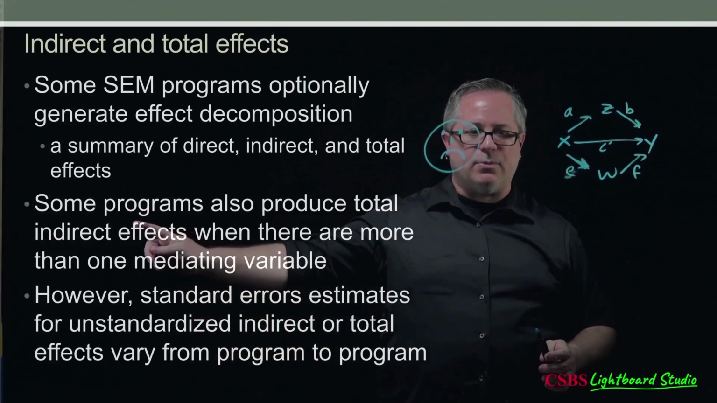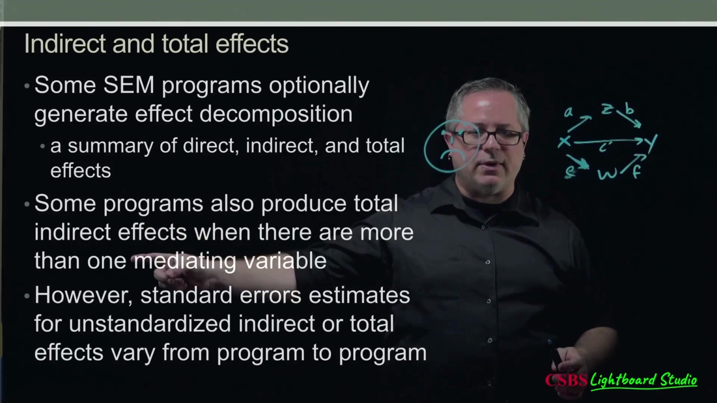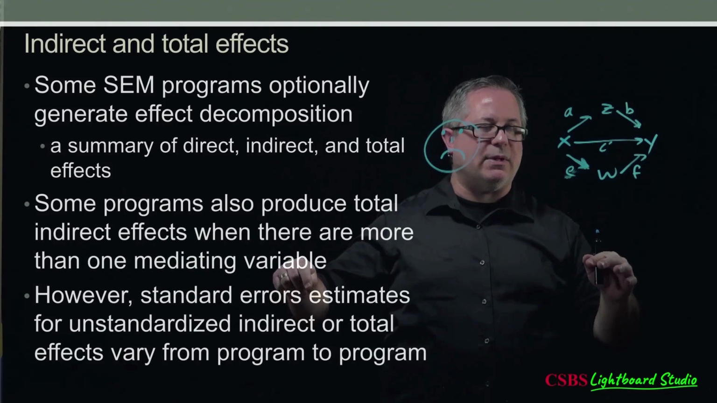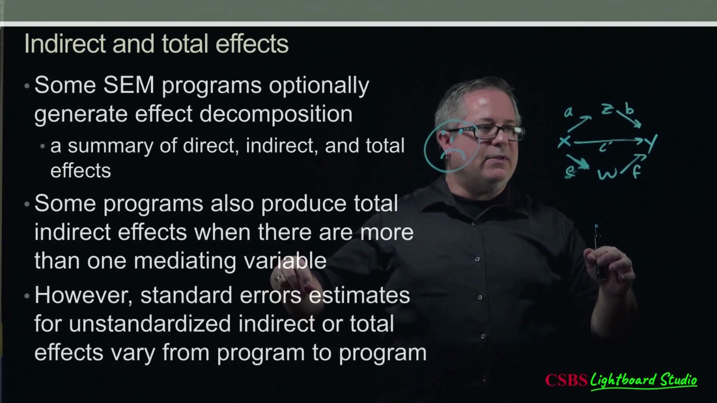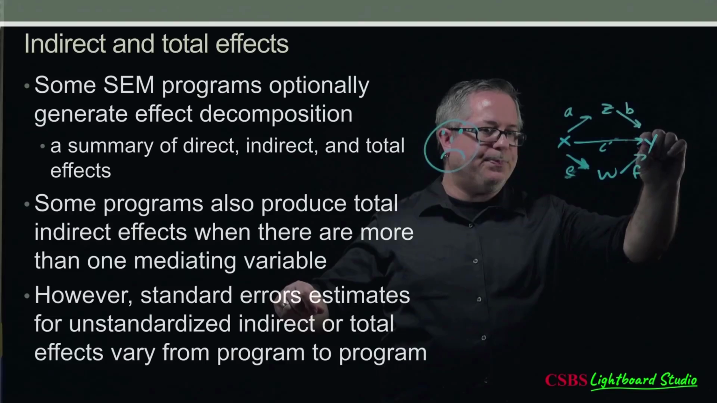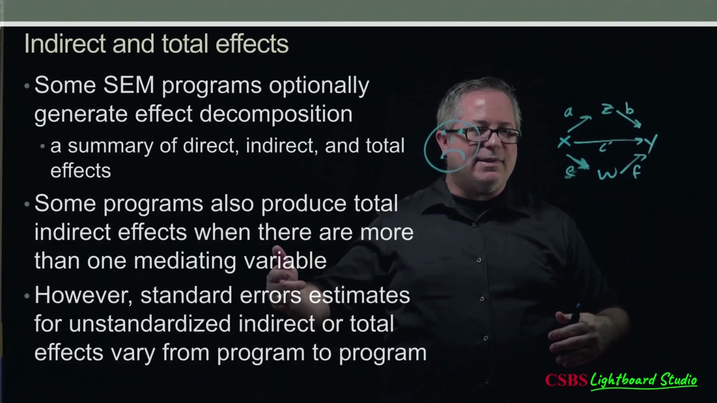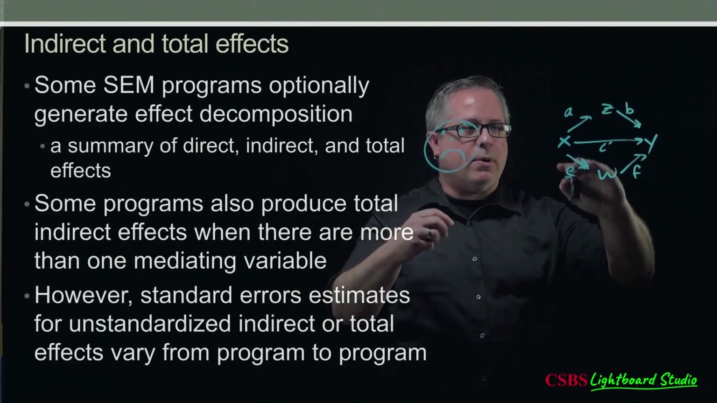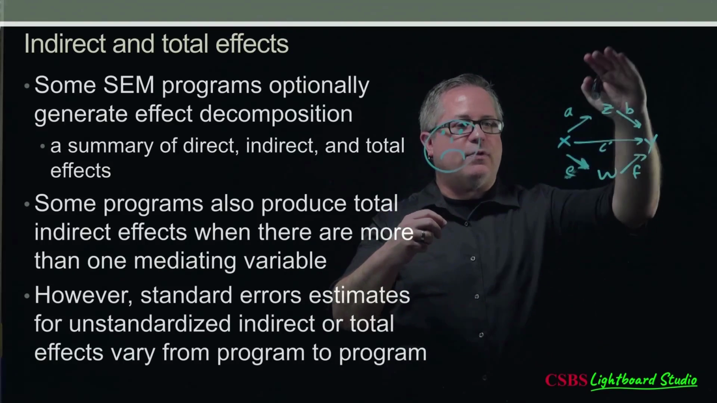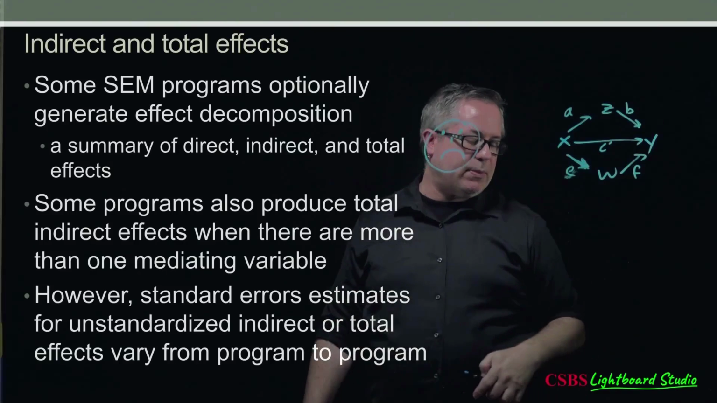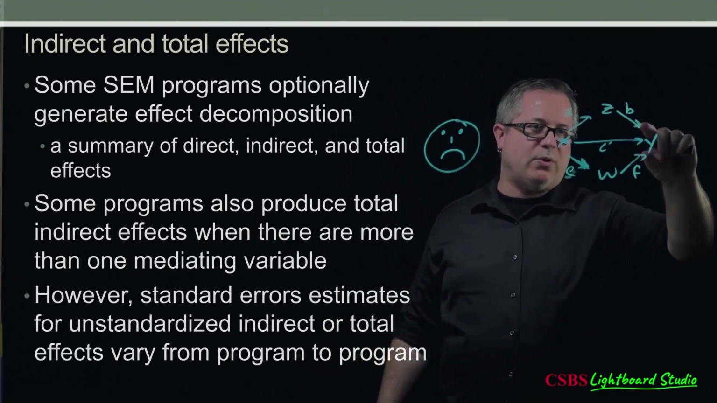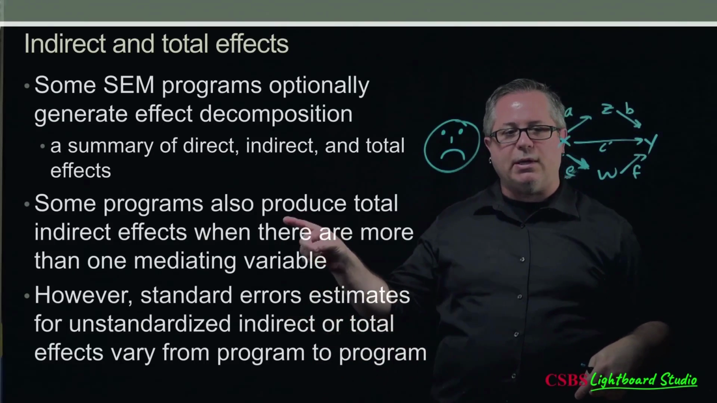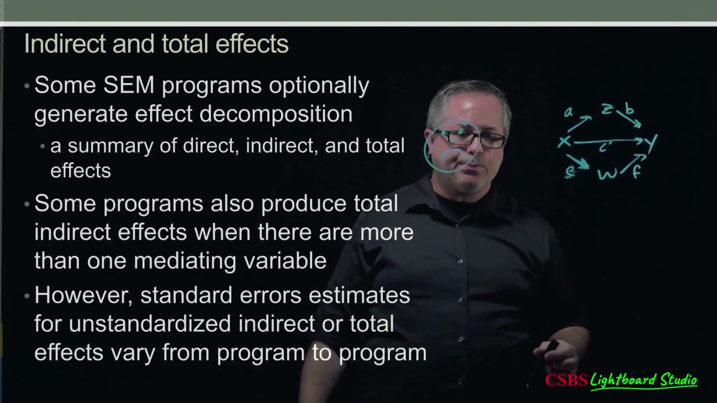So I'm talking here, some programs also produce a total indirect effects when there are more than one mediating variable. That's what EQS does. That's what I think Mplus does, is it just gives you the total. It'd be nice if they actually broke it down and separated it out, but the only way you could do that is to then rerun the model, taking one side out and taking the other side out to see what those indirect effects are separately. But it'll give you just the total indirect effect by multiplying and adding those two paths together. That's annoying, but it's what a lot of them do.